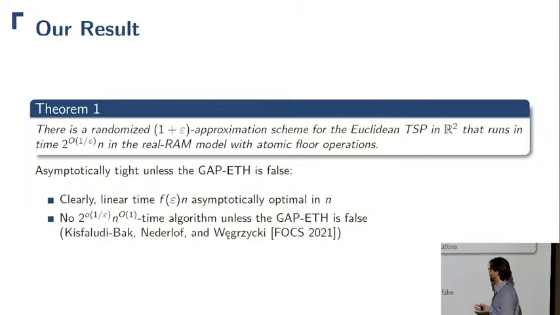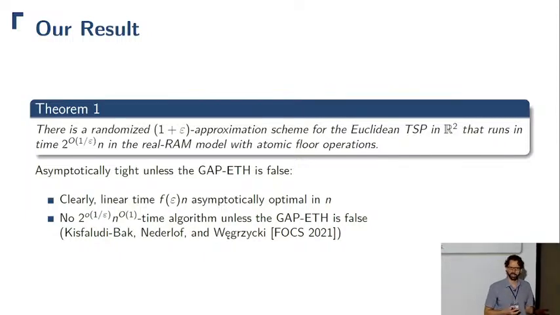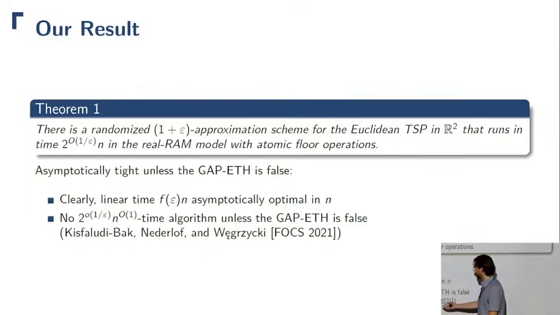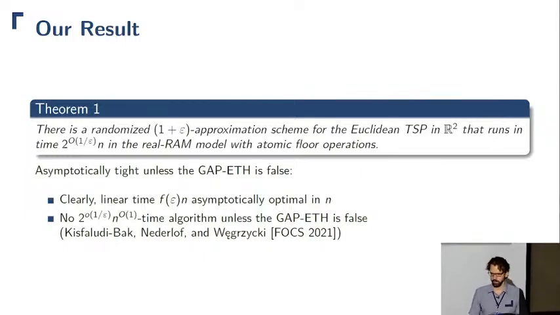So that is clearly better than n log n. You would not even be able to read the input if you wanted to be better than n. And those authors showed that such an algorithm would break the Gap Exponential Time Hypothesis. Yes? So the previous result also had the real RAM model with atomic floor operation assumption or something else? Yes, that's my next slide.